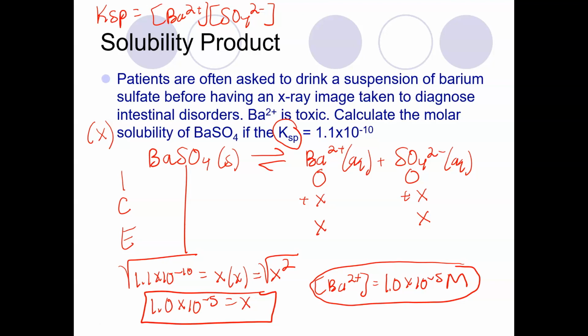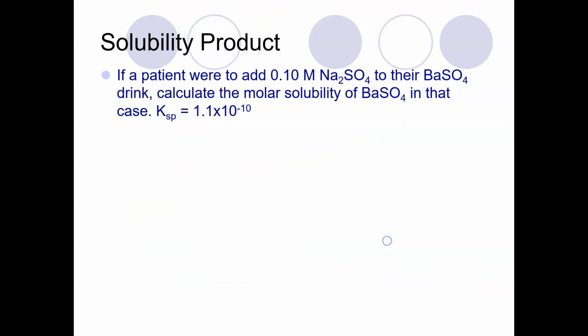Okay, so let's look at another scenario. I'm going to say we're going to add a 0.10 molarity solution of sodium nitrate to this barium sulfate slushy and drink it. I want us to calculate the molar solubility of barium sulfate, which is X again. In this scenario, the KSP for barium sulfate is 1.1 times 10 to the negative 10th. So what's different, what's going on here, is we have two compounds. We've got barium sulfate and sodium sulfate.